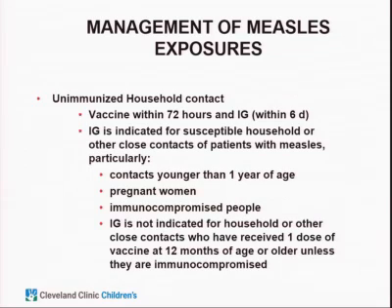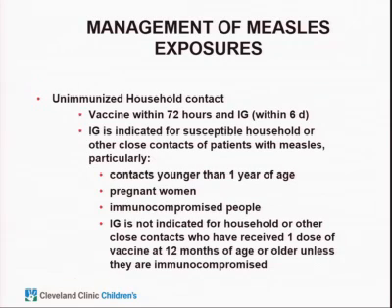What do we do with unimmunized household contacts of people with measles? So this is with measles exposure. The recommendation is to go ahead and give the vaccine within 72 hours, as well as give immune globulin within 6 hours. This is for household contacts of somebody with measles.